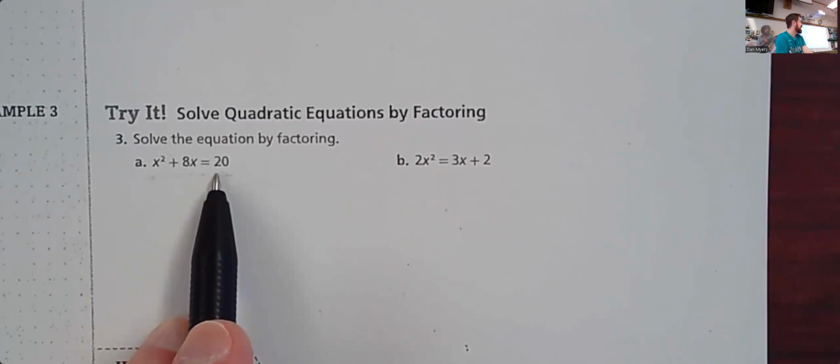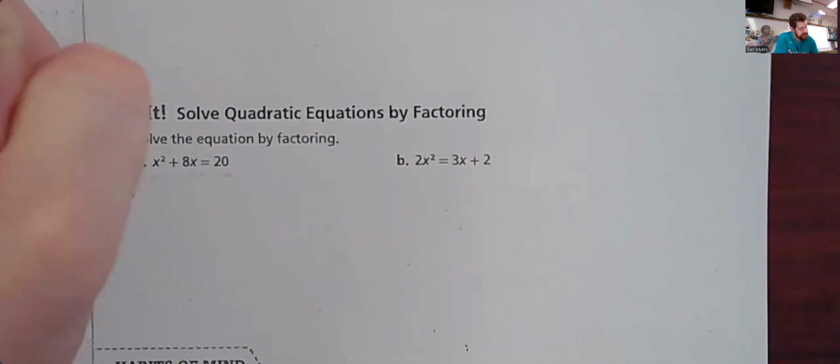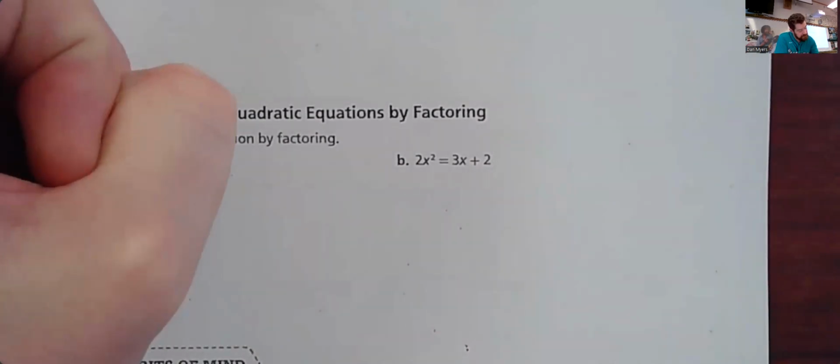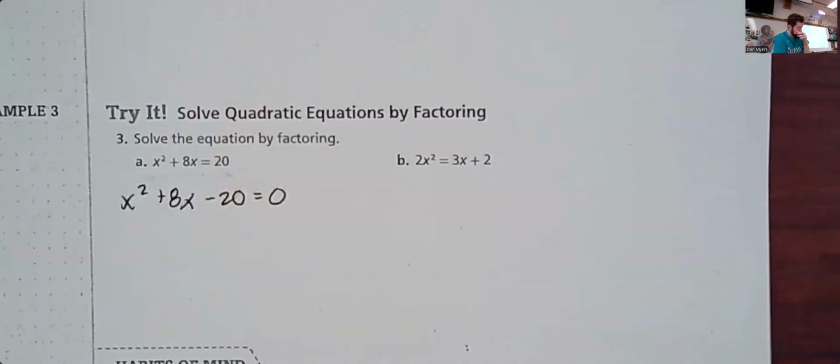Before we factor, we got to get it equal to 0. Subtract 20 from both sides. Good. So that's going to be x squared plus 8x minus 20 equals 0.